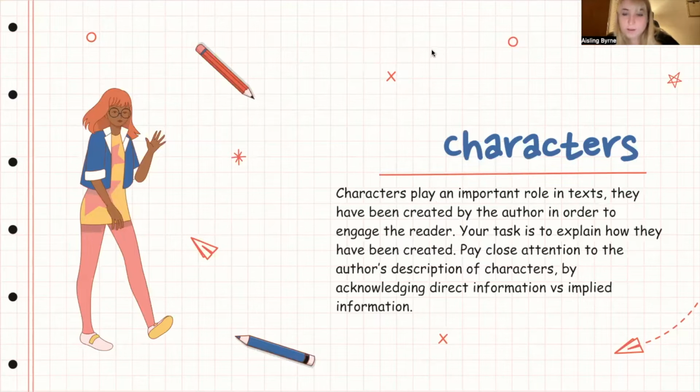So characters play an important role in texts. They have been created by the author in order to engage the reader. Your task is to explain how they've been created. Pay close attention to the author's description of characters by acknowledging direct information versus implied information. So we're going to get into what direct versus implied information is now.